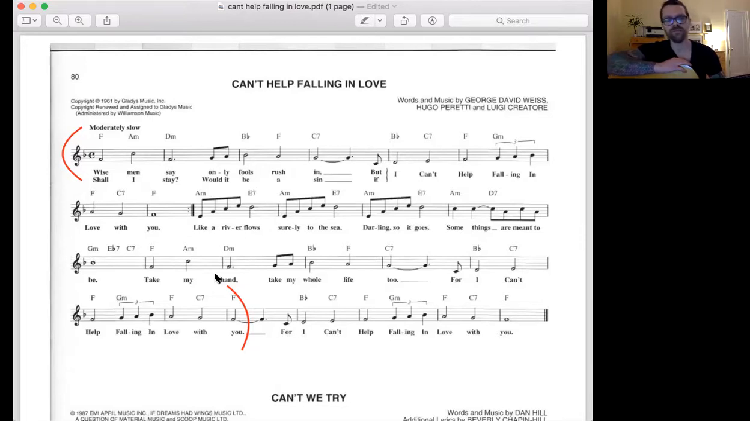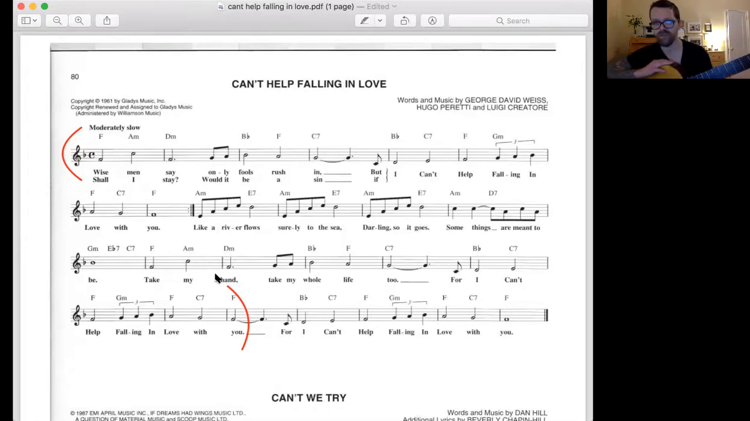4, 3, 2, 5, 6, 7, 1. Watch the quarter note triplets, folks, here in measure 6. La, da, da, da. Make sure you perform those correctly. So again, that part I don't expect a lot of trouble.